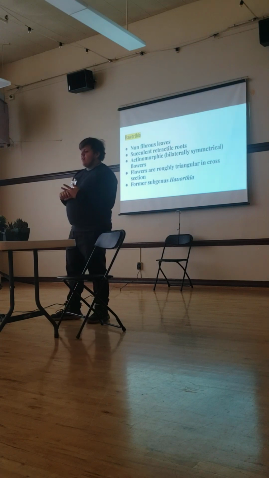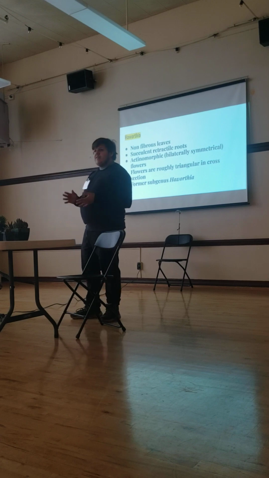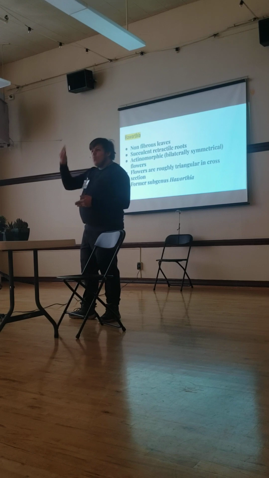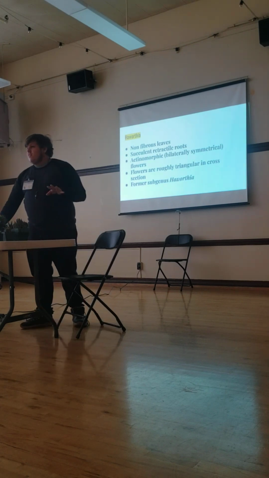They have, hold on, that is not the right word. These are zygomorphic, not actinomorphic. Zygomorphic means that the flower has bilateral symmetry, so you can only divide it once and you'll have 2 identical sides. And they are roughly triangular in cross section. These used to be the former subgenus Haworthia in the old genus Haworthia. So far, does anybody have any questions?